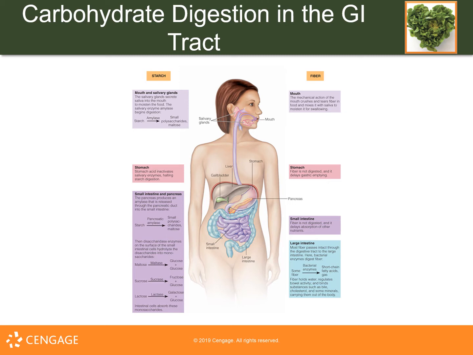Carbohydrate digestion starts again in the small intestine, and most of your carbohydrate digestion will occur here in the small intestine. Pancreatic amylase enters via the pancreatic duct, and breakdown of polysaccharides continues. Fiber attracts water in the large intestine.